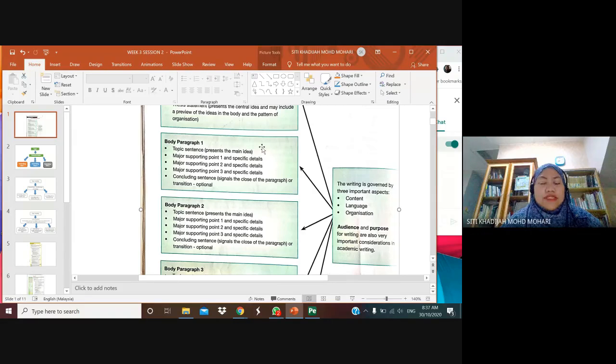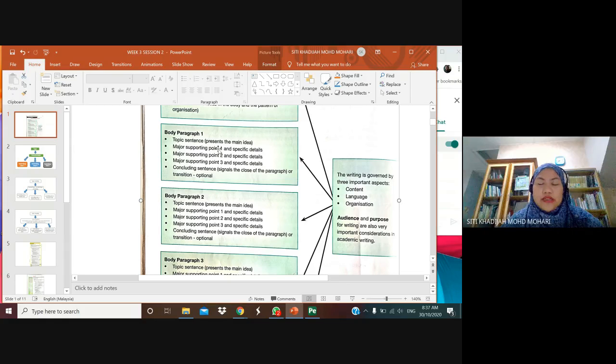This one presents the main idea. Usually the first sentence is the topic sentence. And then you have to give out supporting details, perhaps 3 or 4 sentences. And then you have to write a concluding sentence. Basically, the concluding sentence is the restatement of your topic sentence, but you have to put it in another way by using other words. So the easiest way to do it is by perhaps having the topic sentence in active voice, as well as the concluding sentence in passive voice.